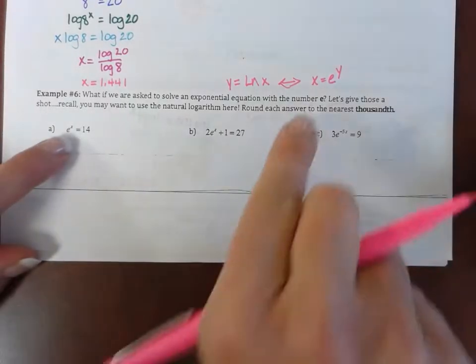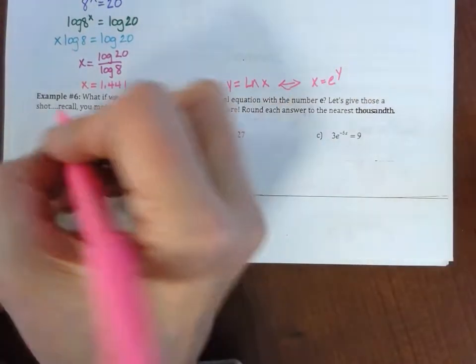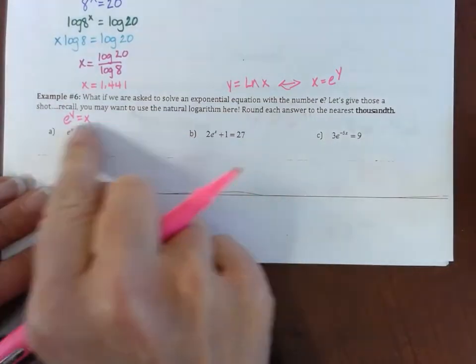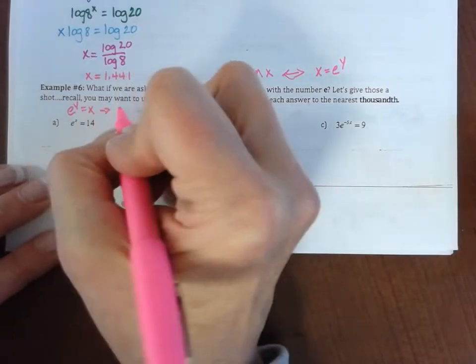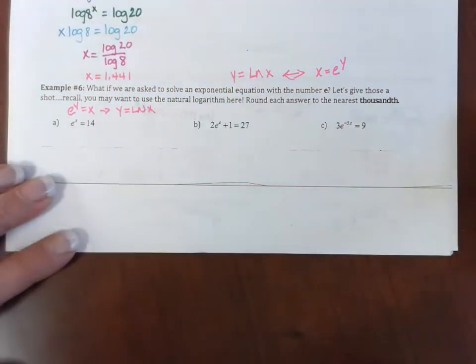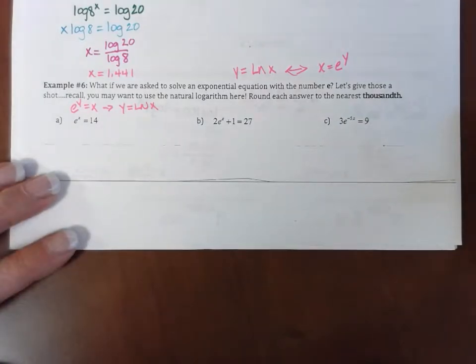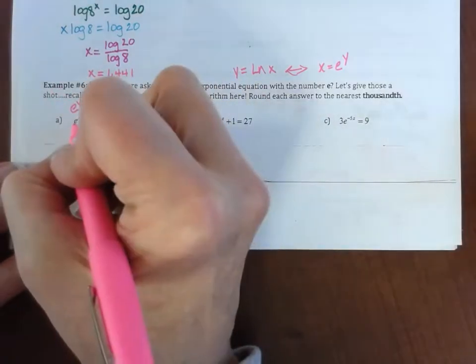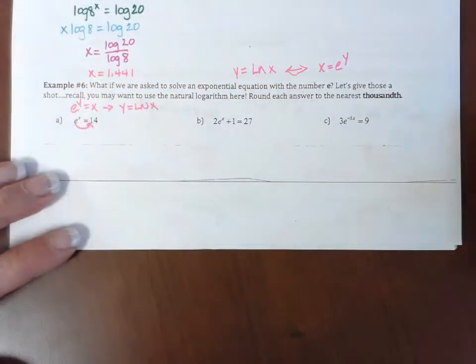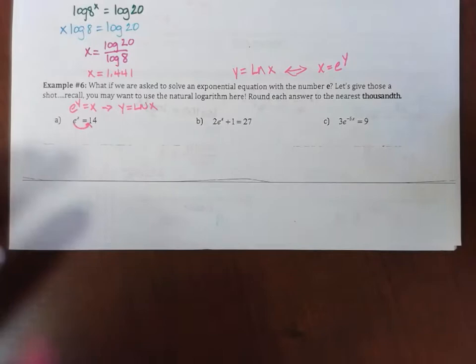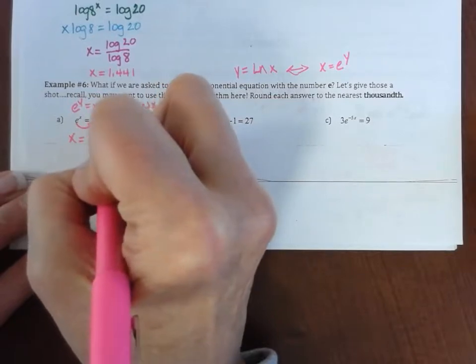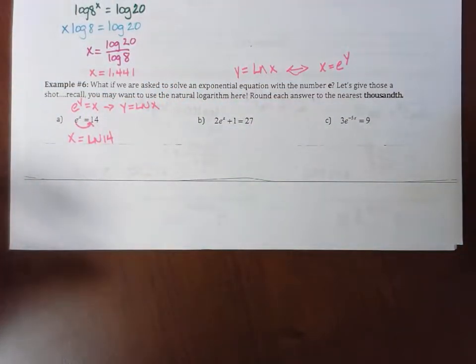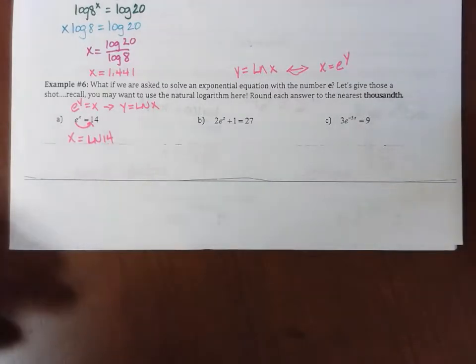Okay, so basically I have e to the y is equal to x. I just flipped it around on that. And so that means y is equal to ln of x. Would you agree with me on that one? So think of it this way. Just put the e becomes a ln if it flips side. So that means that x is going to be the ln of 14. Good? Does that make sense?